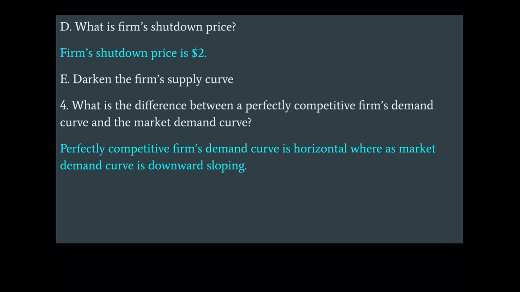What is the firm's shutdown price? The firm's shutdown price is $2. Darken the firm's supply curve. You can see that in the figure. What is the difference between a perfectly competitive firm's demand curve and the market's demand curve? A perfectly competitive firm's demand curve is horizontal, whereas the market demand curve is downward sloping.